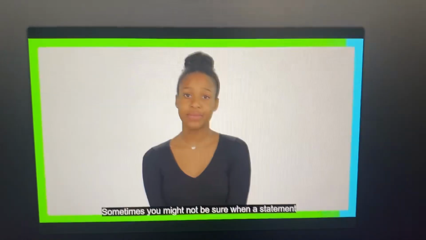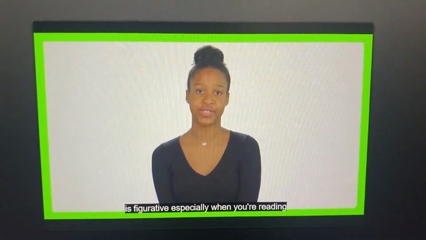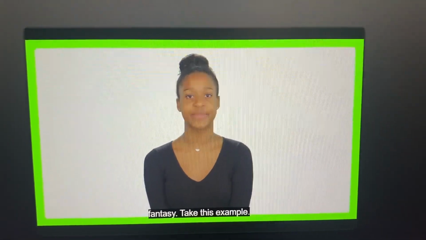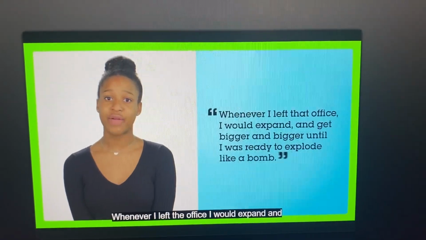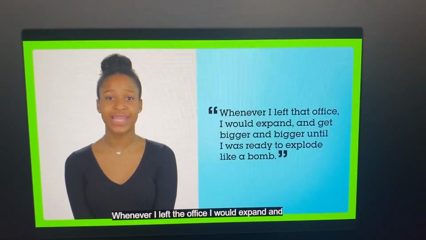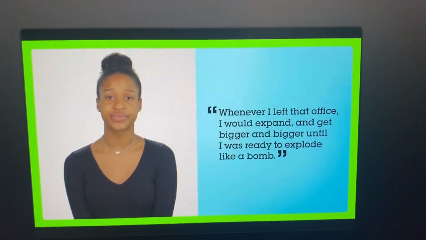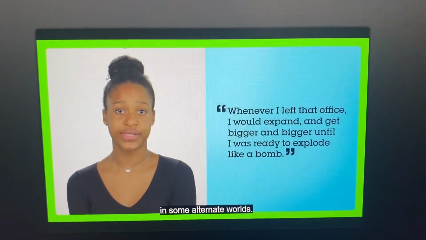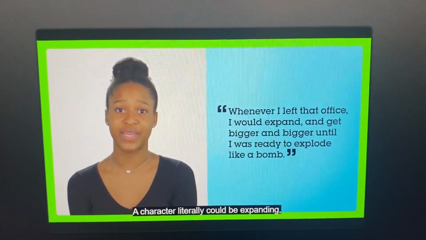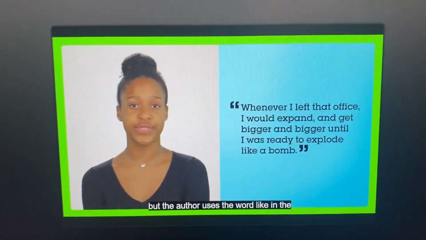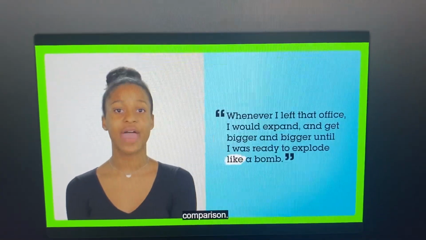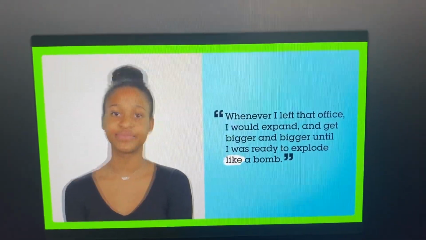Sometimes you might not be sure when a statement is figurative, especially when you're reading fantasy. Take this example. "Whenever I left the office, I would expand and get bigger and bigger until I was ready to explode like a bomb." In some alternate worlds, a character literally could be expanded, but the author uses the word like in the comparison. That's a signal that it's a simile.